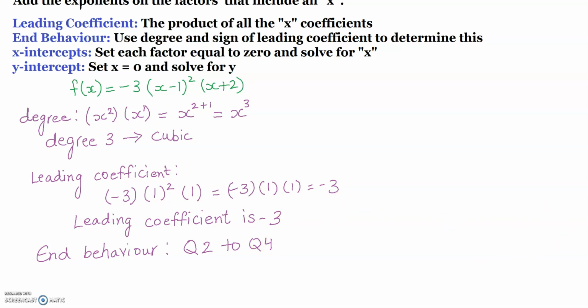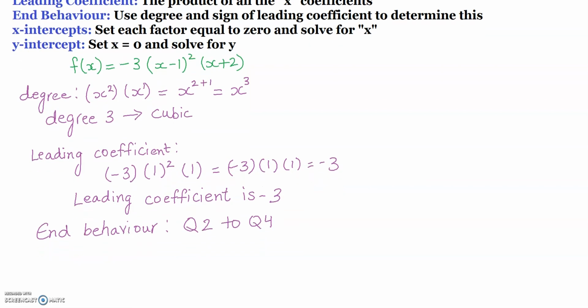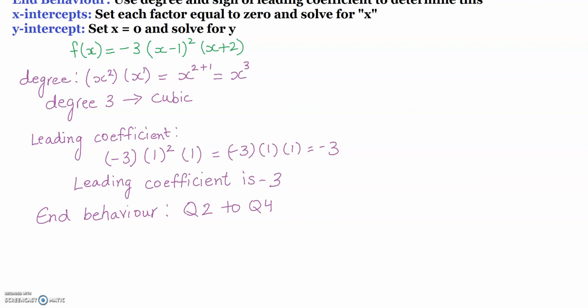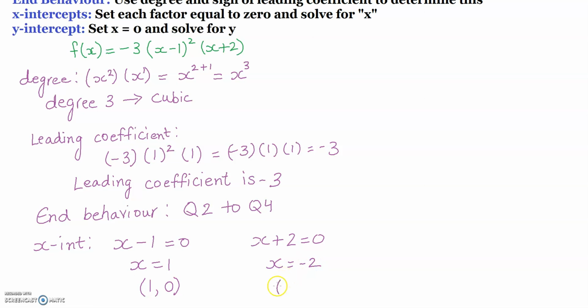Now we're going to find out the x-intercepts. In order to find out the x-intercept, we have to set each factor equal to 0 and solve for x. So I can just write here x-intercept. The first factor I have is x minus 1 is equal to 0. Therefore, x is equal to 1. And I can write 1 and 0. And the other factor I have is x plus 2, and I will set that equal to 0. I will solve for x again, so it's negative 2. I can write another point as negative 2 and 0.